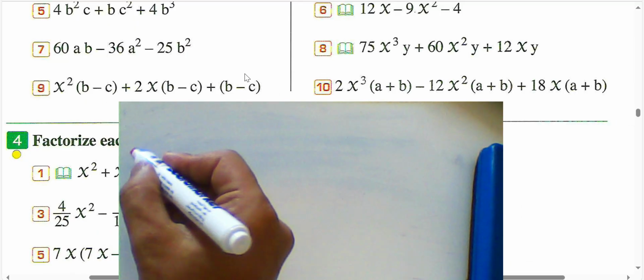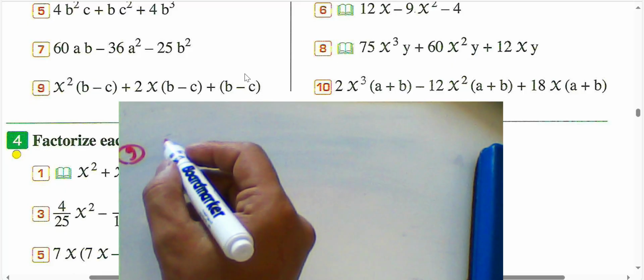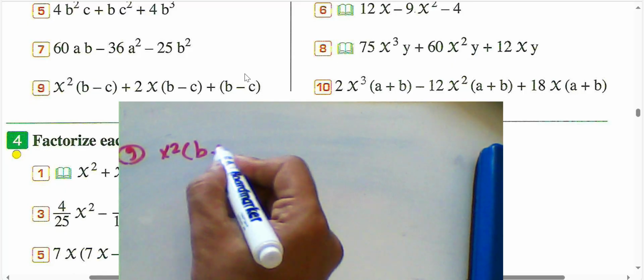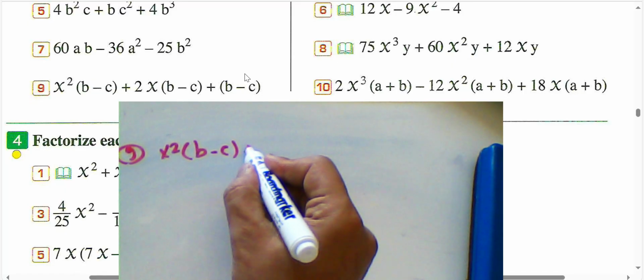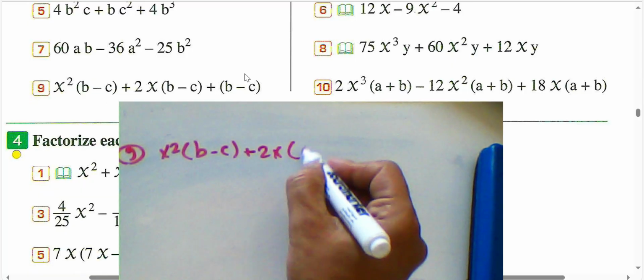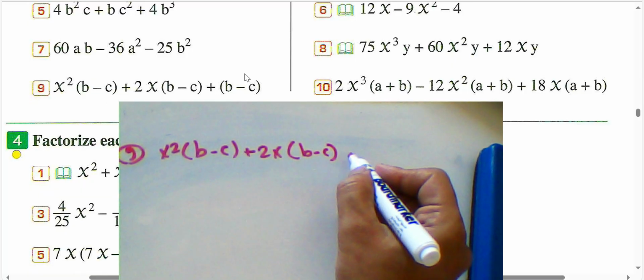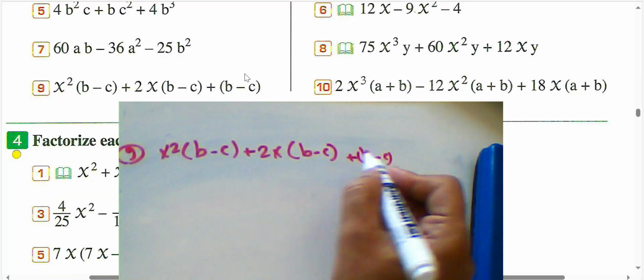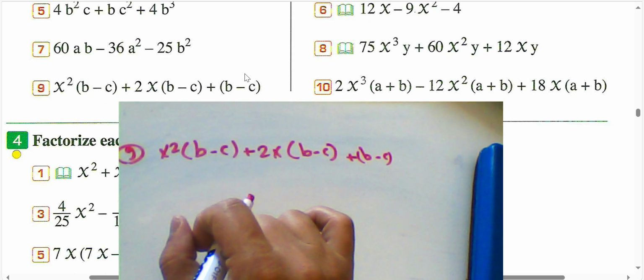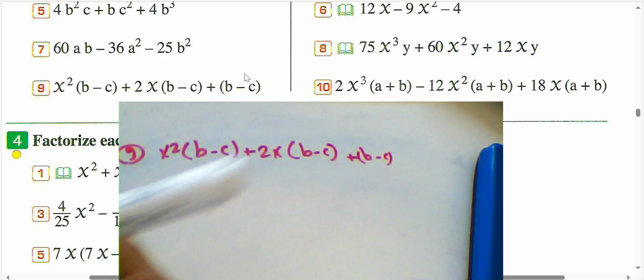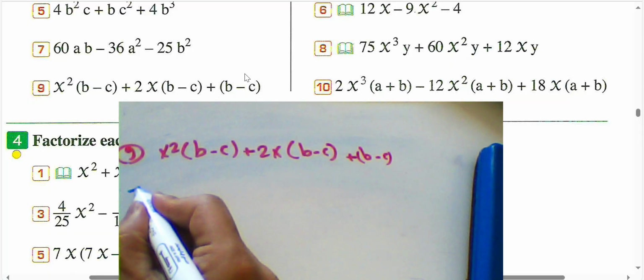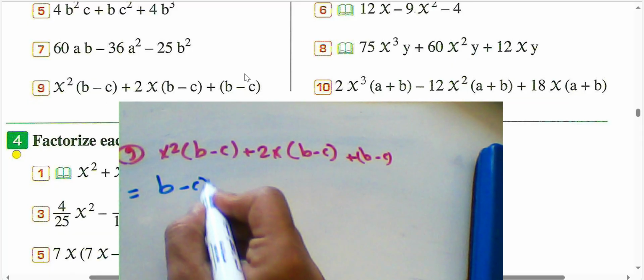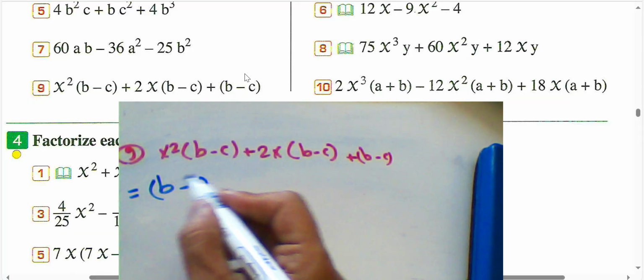Number 9. x power 2 times (b minus c) plus 2x times (b minus c) plus (b minus c). We have 1, 2, 3 terms. We can write b minus c as a common factor between the 3 terms here.